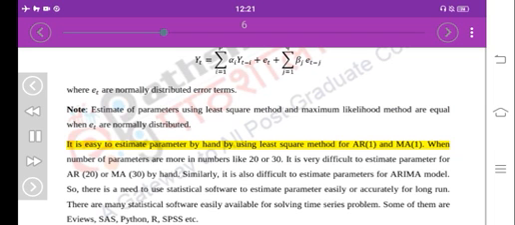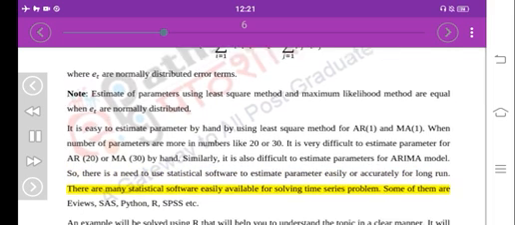It is easy to estimate parameters by hand using least square method for AR(1) and MA(1). When the number of parameters is large, like 20 or 30, it is very difficult to estimate parameters for AR(20) or MA(30) by hand. Similarly, it is also difficult to estimate parameters for an ARIMA model. So, there is a need to use statistical software to estimate parameters easily and accurately for the long run.